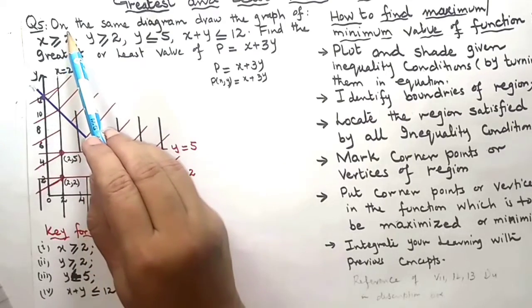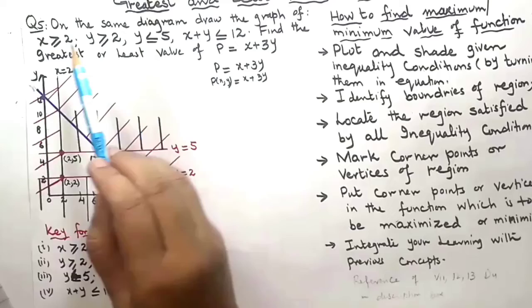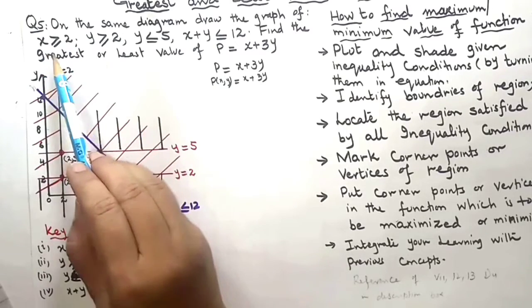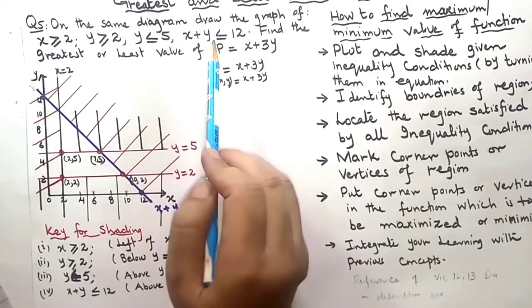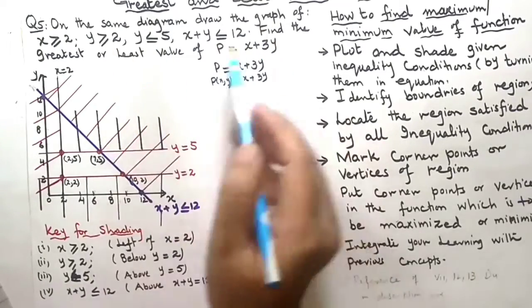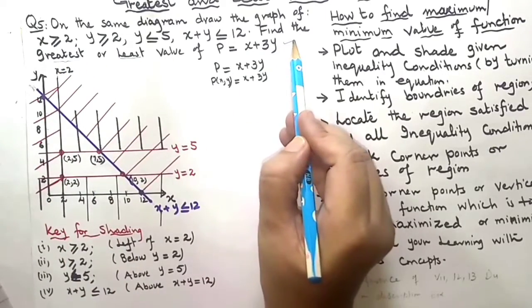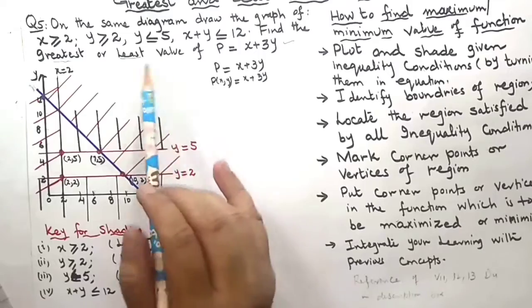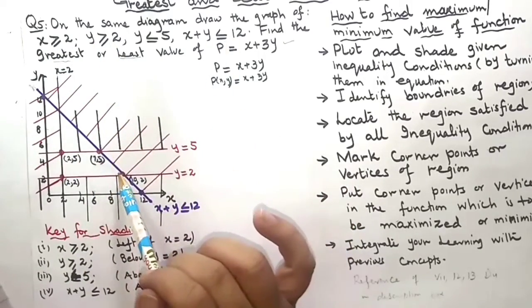Read the question carefully. Question says, on the same diagram, draw the graph of x greater than equals to 2, y greater than equals to 2, y less than equals to 5, and x plus y is less than equal to 12. Find the greatest or the least value of p equals to x plus 3y. Question says that we have to draw these all inequalities on the same graph paper.